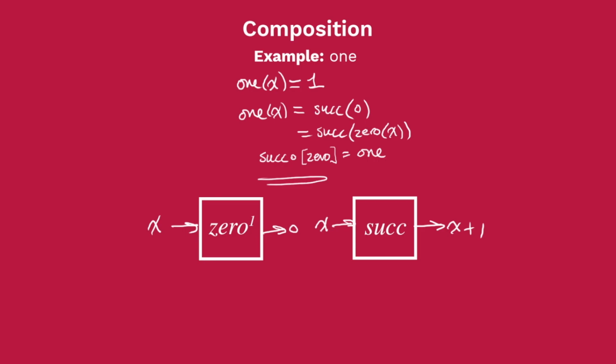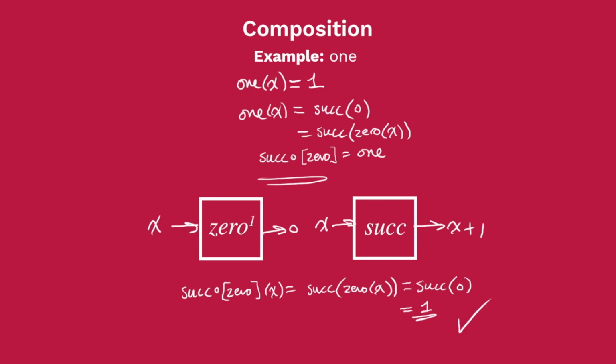So let's verify this again, just using the definition that we had before. Successor composed with 0, if we give it an input, what's going to happen is we're going to do successor of 0 of x, and of course that is equal to successor of 0, which is of course equal to 1. So we got it right. So we have defined our one function in terms of our basic functions and composition, which is really cool.